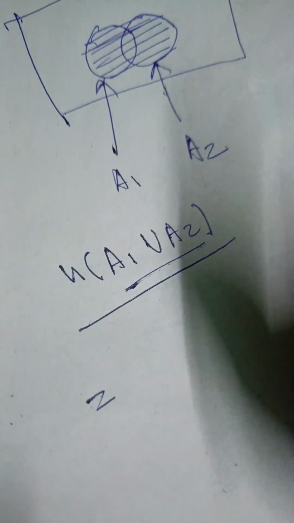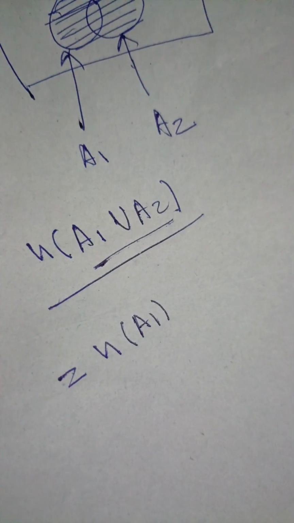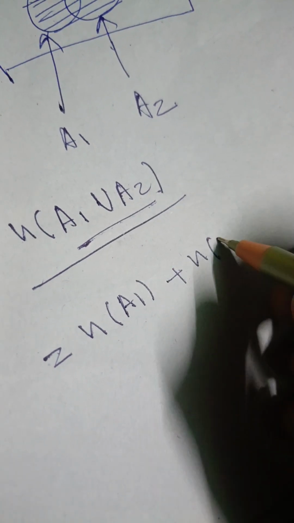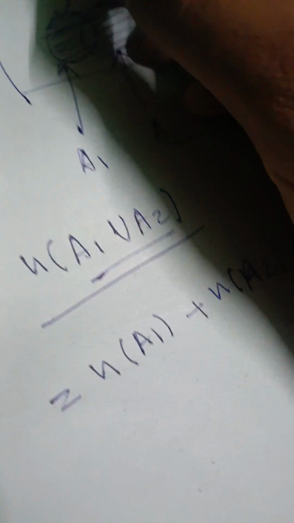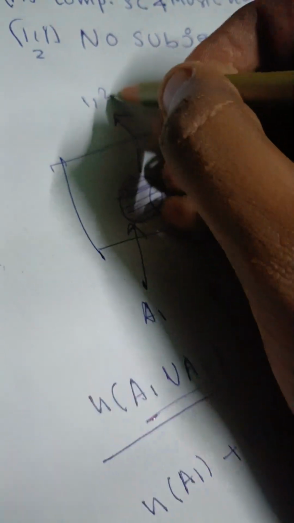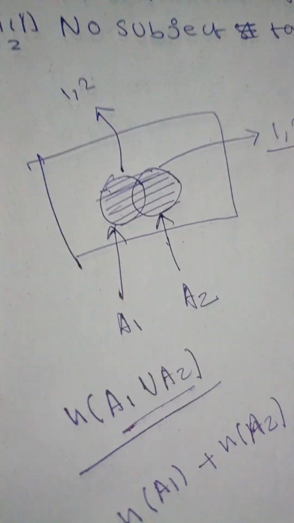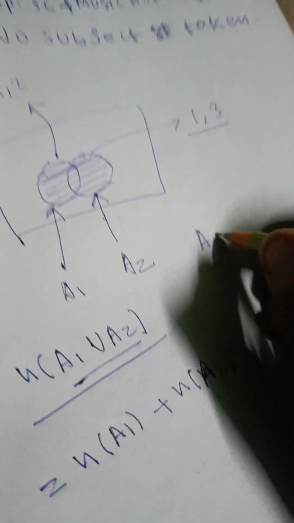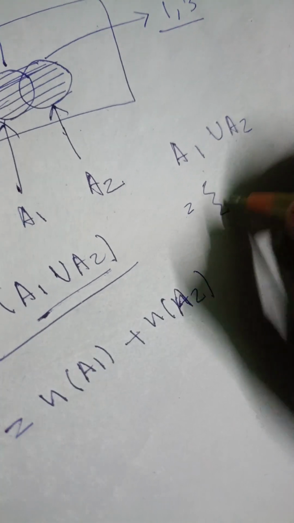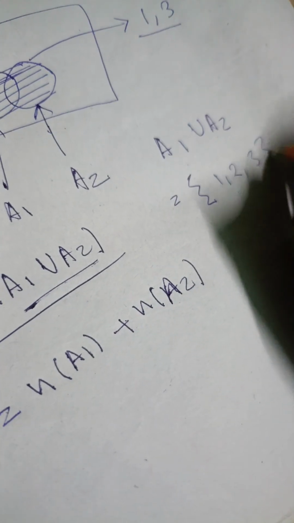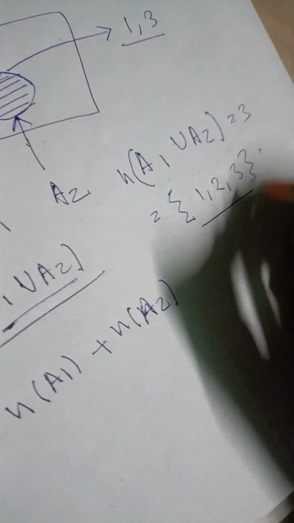So we can say the number of elements that are present in A1, plus the number of elements that are present in A2. Then let's suppose in here it is the number of elements present in 1 and 2, and here it is 1 and 3. You will understand it better with the formula. So what is A1 union A2? That will be 1, 2, 3. So how many elements are present in this? That will be 3 because there are 3 elements.